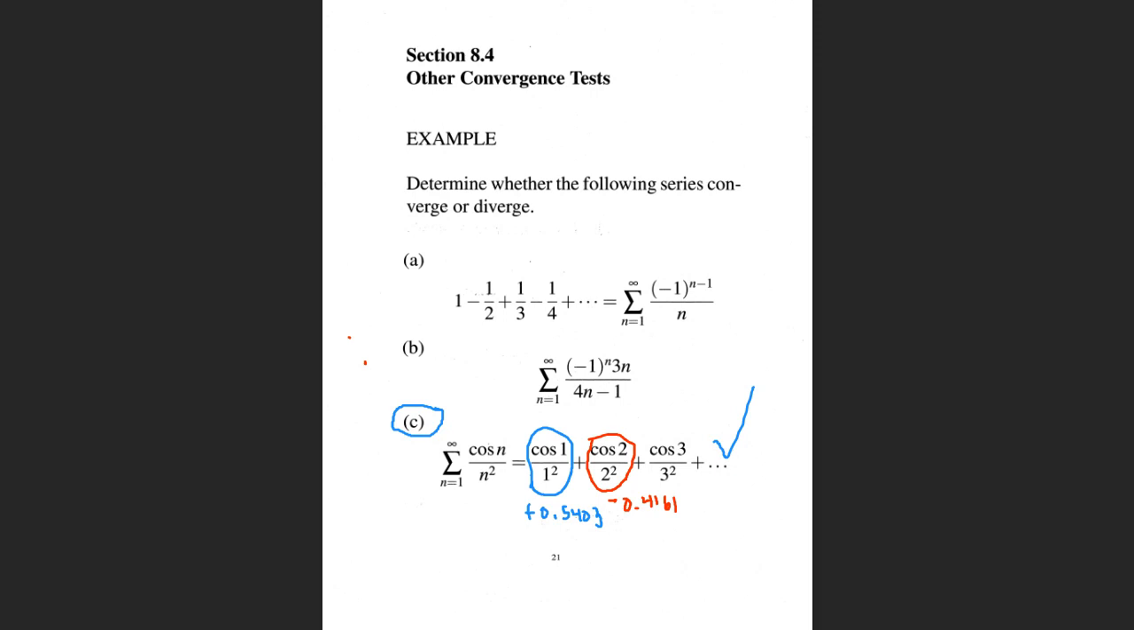But if we look at the third term, cosine of 3 over 3 squared, with the calculator in radian mode, that's going to be negative 0.990. So you see, this series started out alternating with the first two terms, but now the third term was negative. Because the second term of the series was negative and the third term was negative, you don't have a strictly alternating series. So that means you cannot use the alternating series test on this.